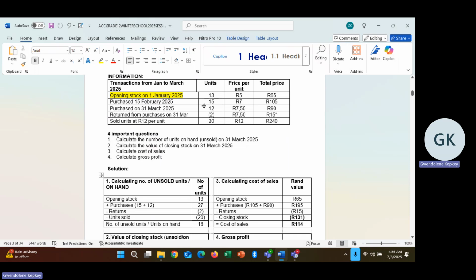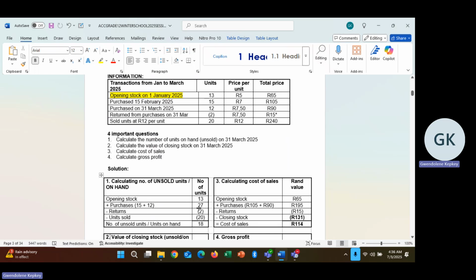Then I have purchased in total 27. That is my 15 plus my 12. So I have purchased 27 items. Then we've returned the 2. And then they tell us that we have units that we have sold, 20.